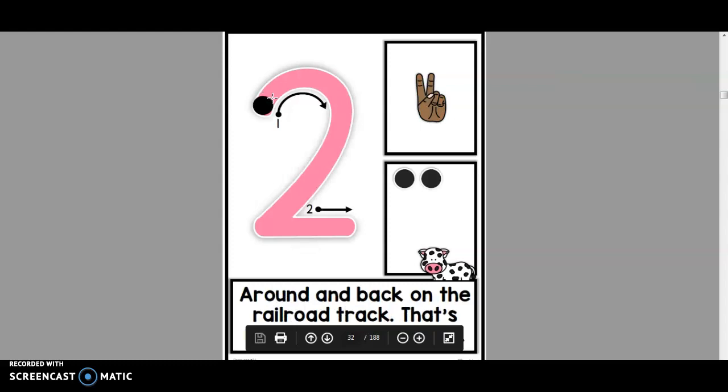This is number 2. And this is how we show it with our fingers. Put two fingers up. And these are 2 dots, 1 and 2. And to draw it in the air, you start here and you make like a curve, and then you go straight out. That's a number 2. So if you can do that with your fingers, draw it in the air. Good job. That's number 2.